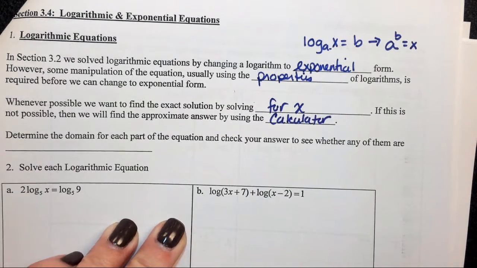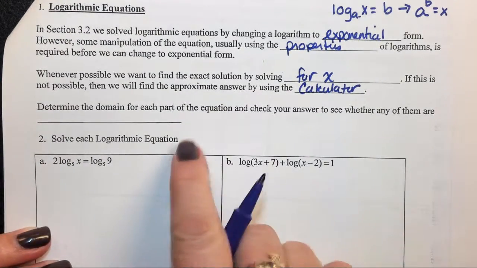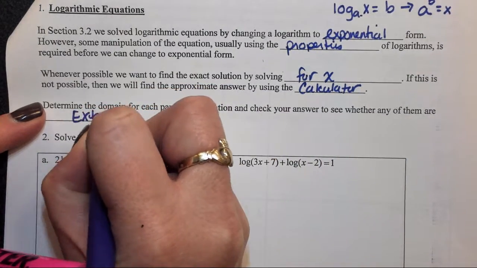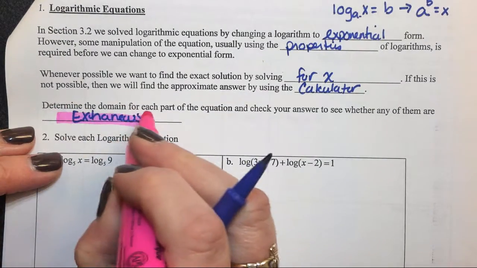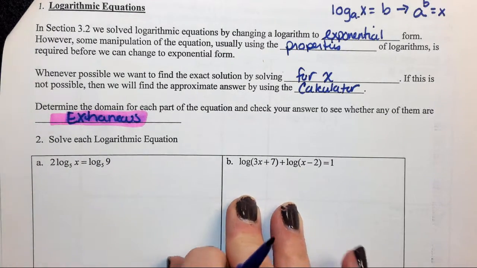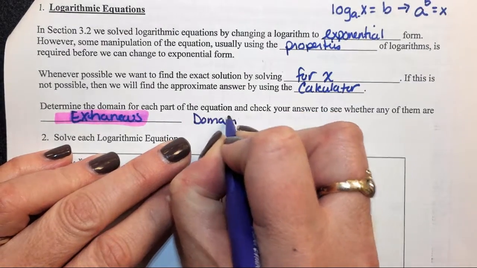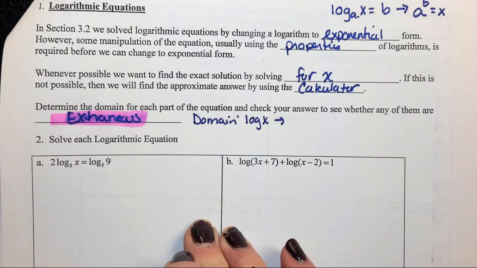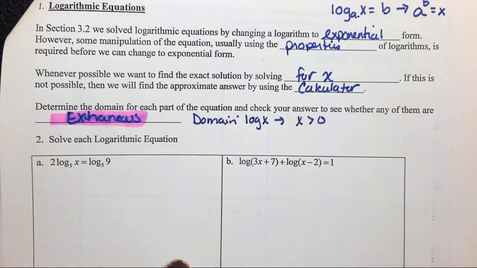The big thing you have to remember about your solutions when you're done solving log equations is that you've got to look at the domain of each part of the equation and check your answers to see if any of them are extraneous. Remember, from last year, there are lots of different types of equations where you ended up with extraneous solutions. The reason you're on the lookout for extraneous solutions is the domain of a log function: the domain of log of x is that your x values have to be greater than 0.